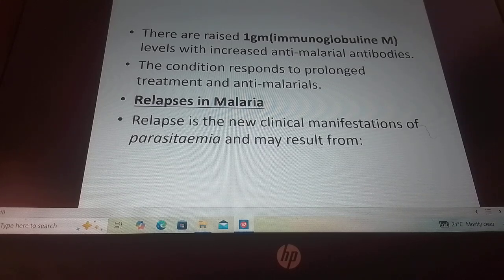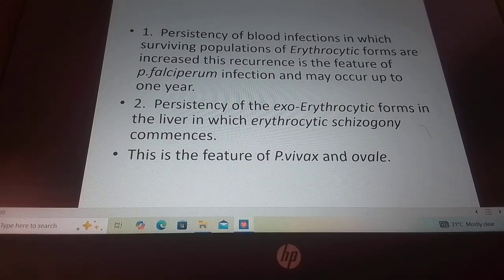So we have also relapse in malaria, and we are saying that is the new clinical manifestation of parasitemia. One may result from persistence of blood infection in which surviving populations of the erythrocytic form are increased. This recurrence is the feature of P. falciparum infection and may occur up to 1 year. Then you have the persistence of the exoerythrocytic forms in the liver, from which erythrocytic schizogony will commence. And that is a feature of P. vivax.